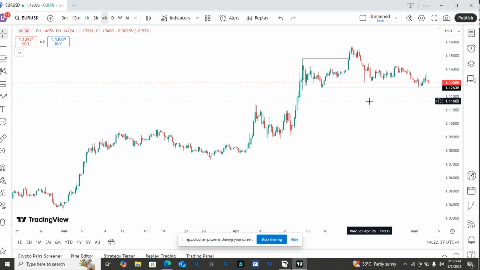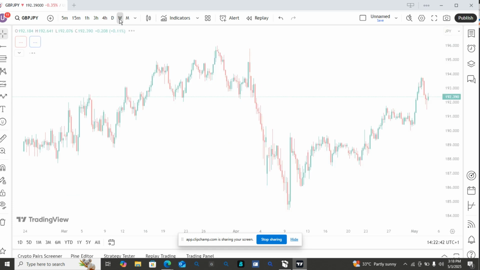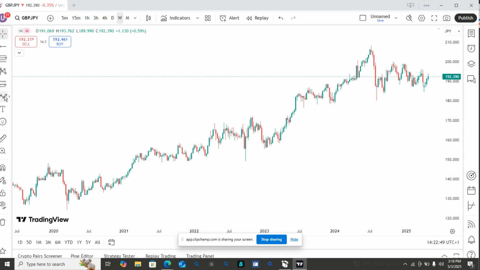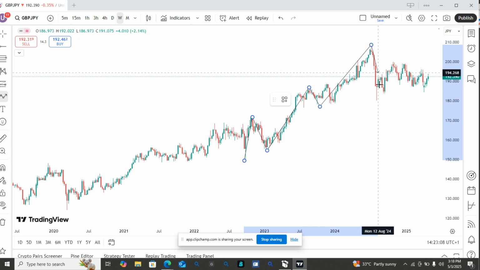So next pair on the list is GBP JPY. So let's start on a weekly time frame on GBP JPY. All right, let's read it together. Let's start from this zone. We created a higher high and created a higher low. And we move up again, create a higher high, a higher low, a higher high, a higher low.